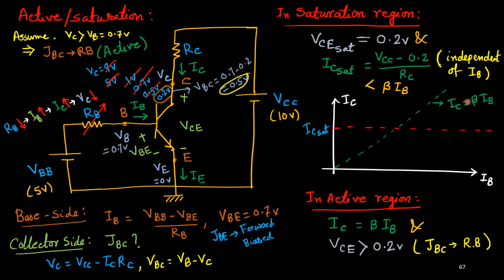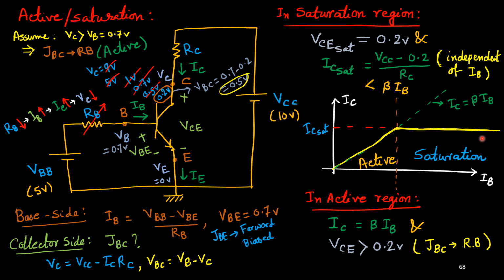Generally, beta is very high, around 100. So this is the slope. But remember, this equation is only for the active region. And in saturation, we can have only this much current, not more than that. So what will happen? I can consider that as RB is reducing, IB is increasing. As a result, collector current is also increasing. But when it tries to cross this IC saturation, that time current will not increase further. It will be saturated here only.